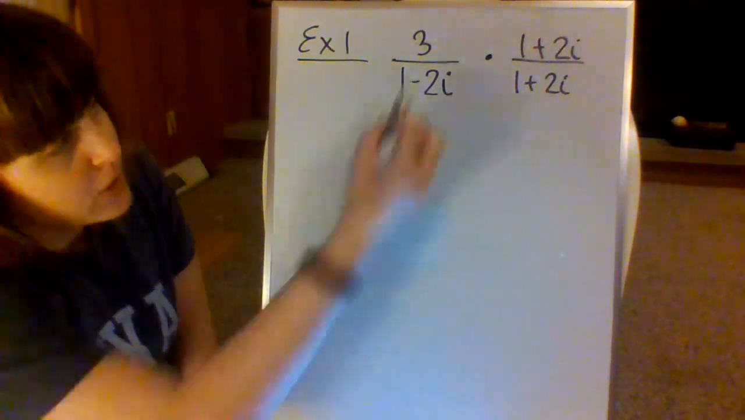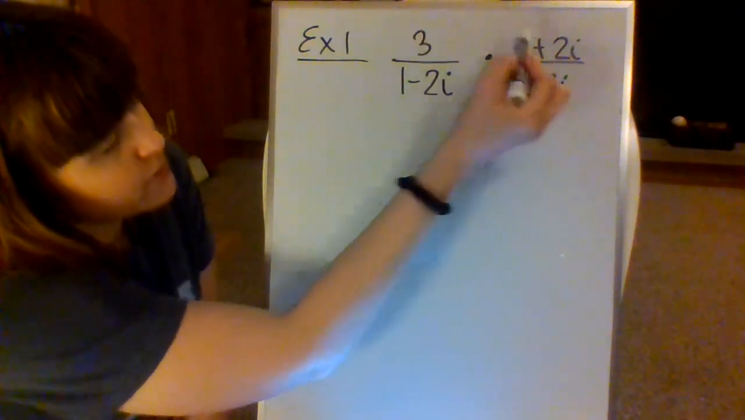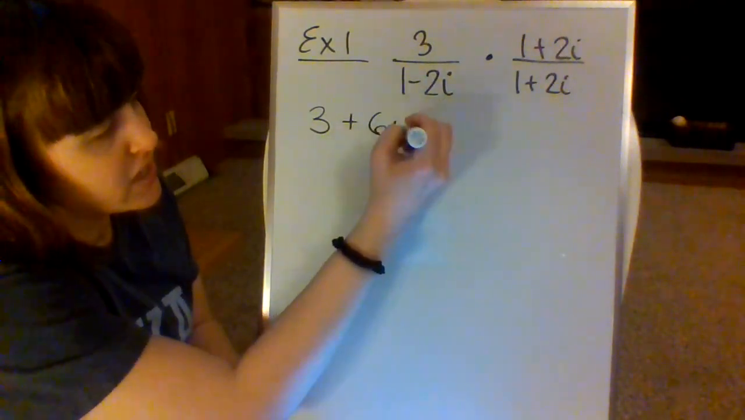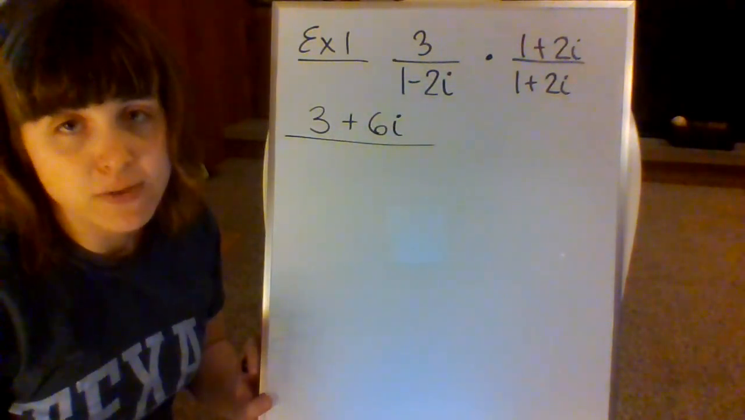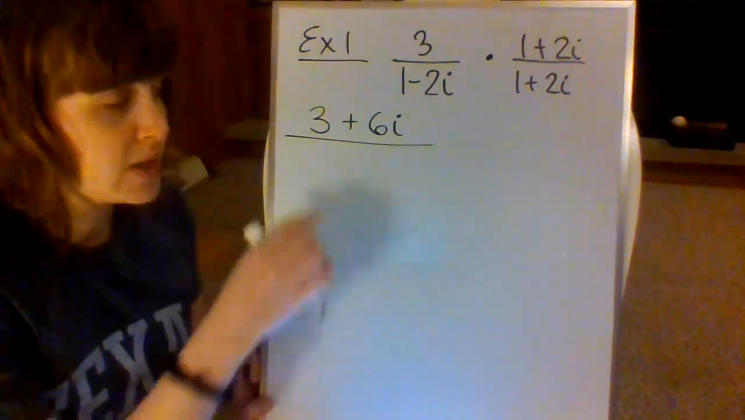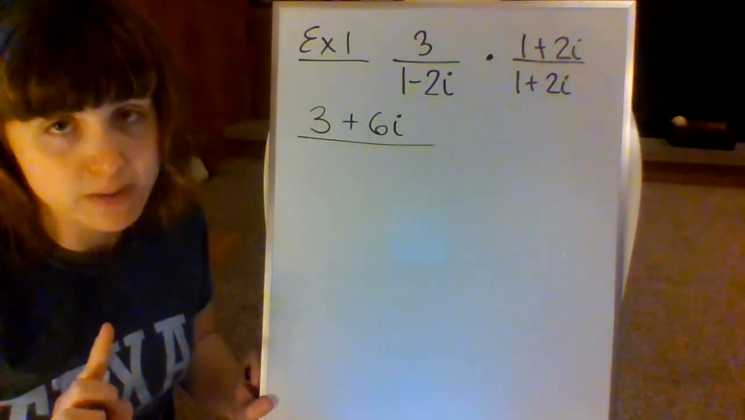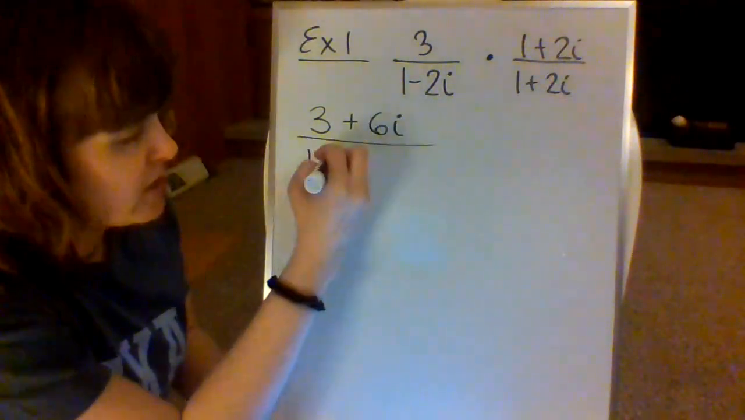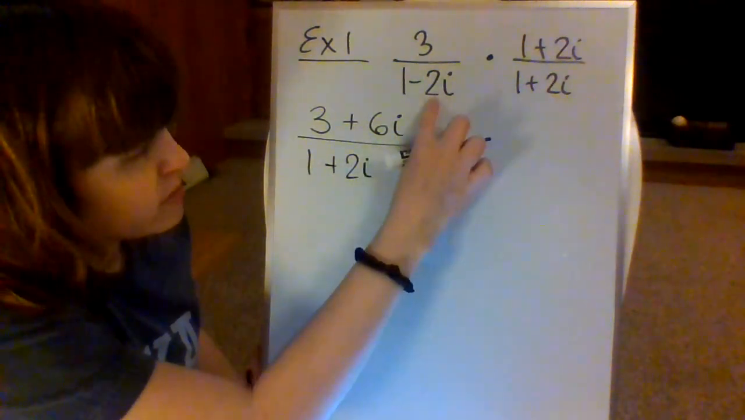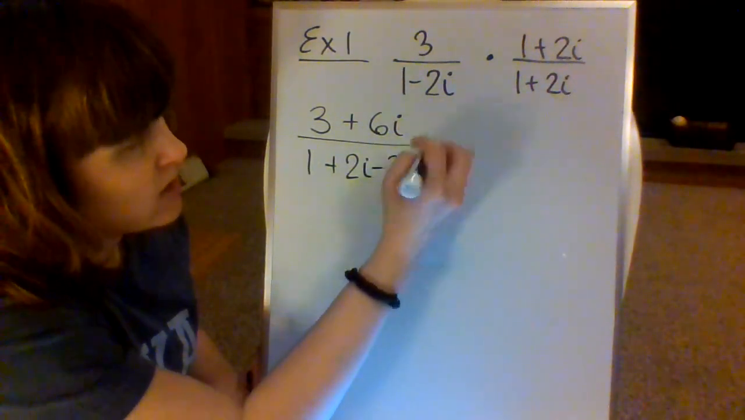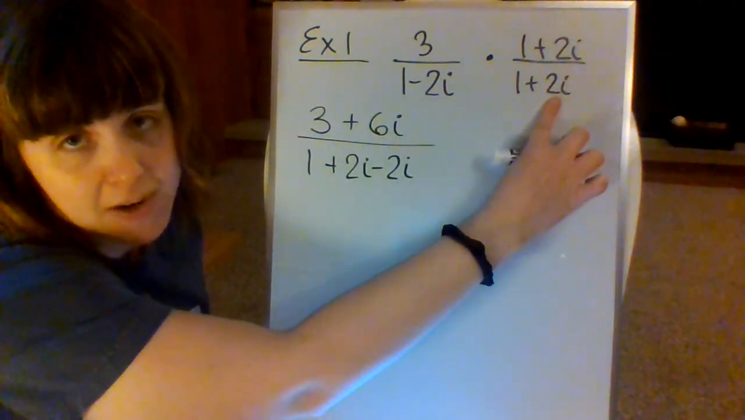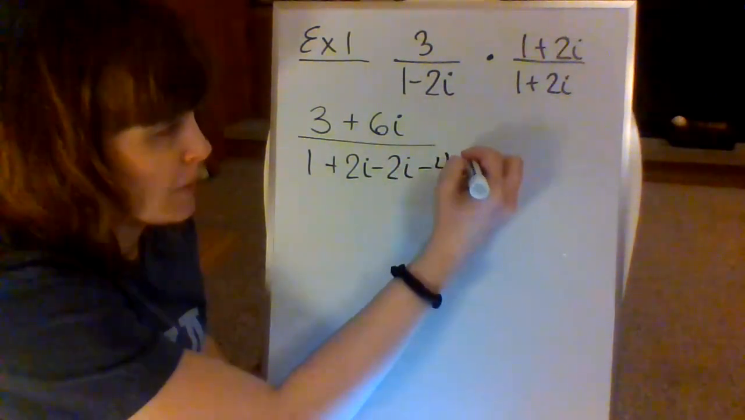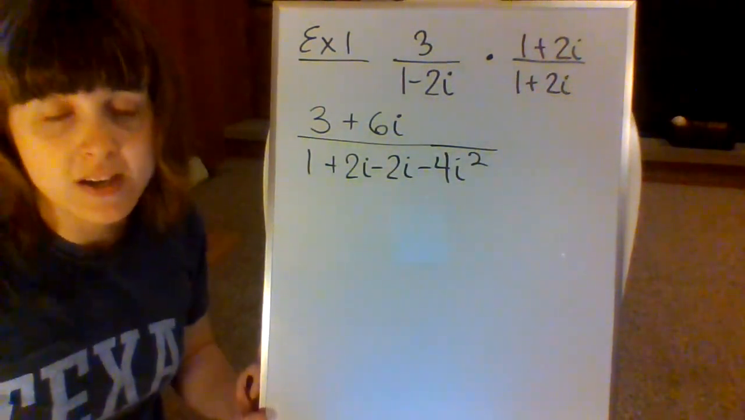Okay, so for the top part, we're going to just do the distributive property. So 3 times 1 is 3. 3 times 2i is 6i. Now, for the bottom part, we're going to have to do the FOIL method. And we did that yesterday when we were multiplying complex numbers. So 1 times 1, 1 times 2i, negative 2i times 1, and negative 2i times 2i makes negative 4i squared. Okay, so that's what we have so far.